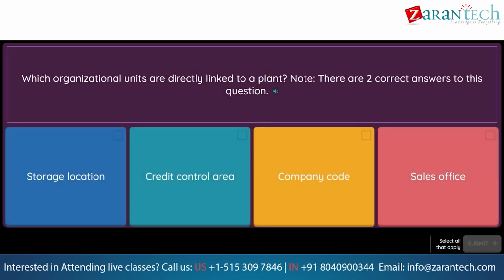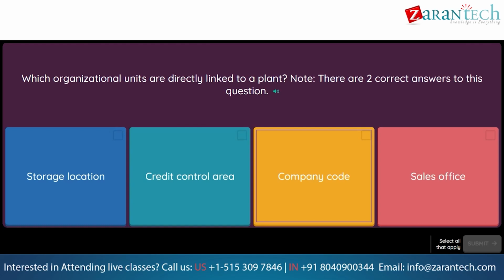Question, which organizational units are directly linked to a plant? Note, there are 2 correct answers to this question. Option 1, storage location. Option 2, credit control area. Option 3, company code. Option 4, sales office.